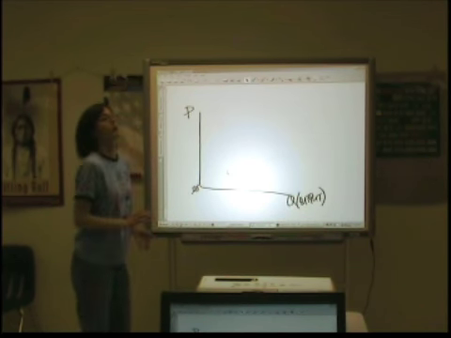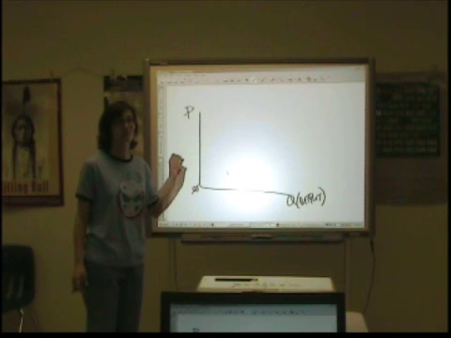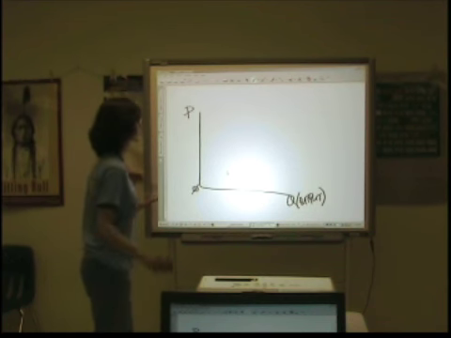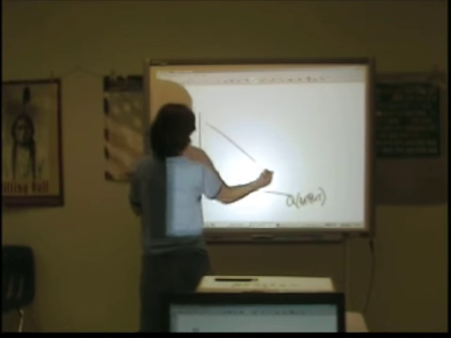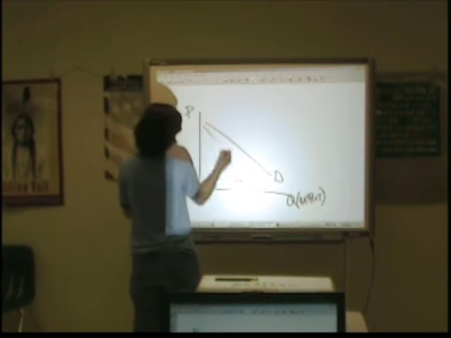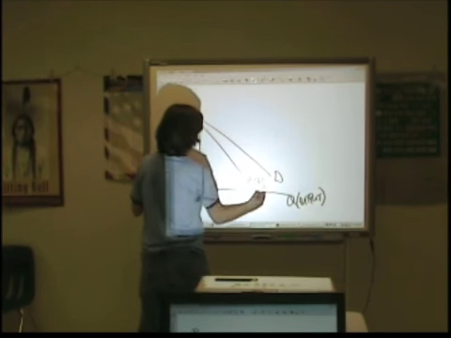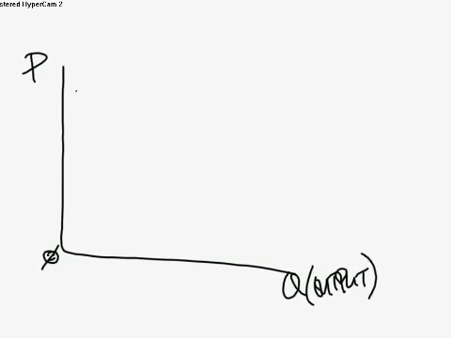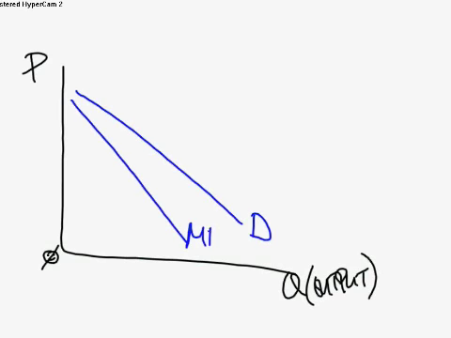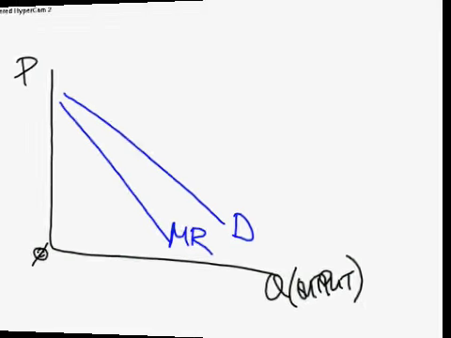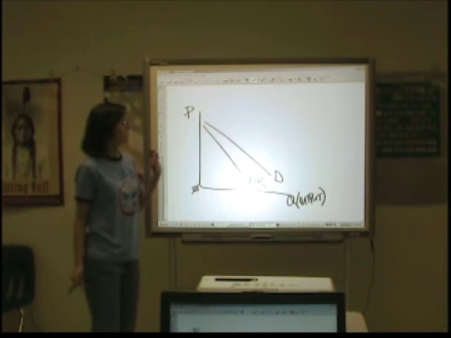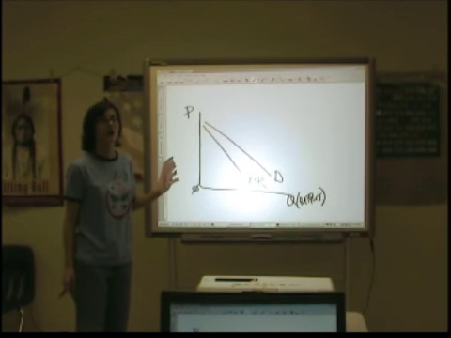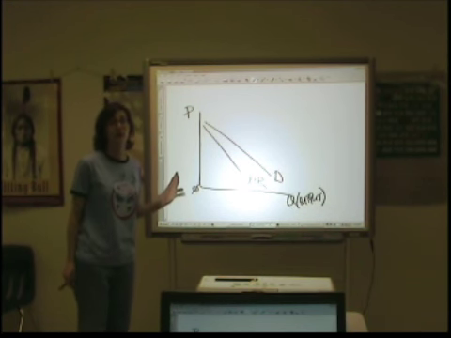All right. We have to start with two different sets of demand and marginal revenue curves. So let's put the first one up here first. Okay, demand, marginal revenue. Let's say that we're dealing with an oligopoly and we have a firm that is not engaged in price collusion.